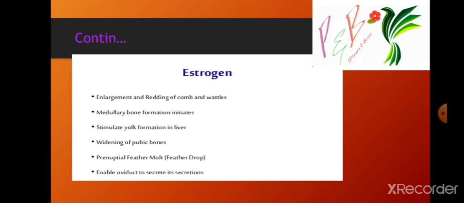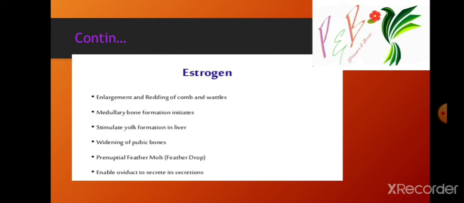Prenuptial feather molt: feather drop occurs before laying eggs. That is, about one month before laying eggs, the feathers will be dropped and new feathers will develop. This is due to estrogen. It also enables the oviduct to secrete its secretion for maintaining the ovule, that is, the released yolk, so that it is maintained healthily.